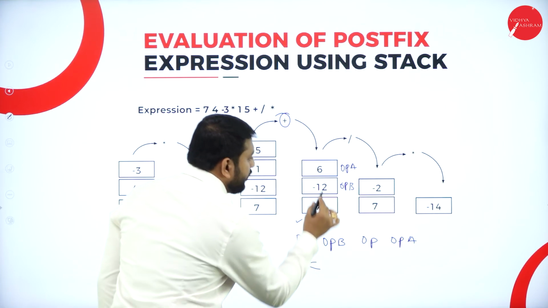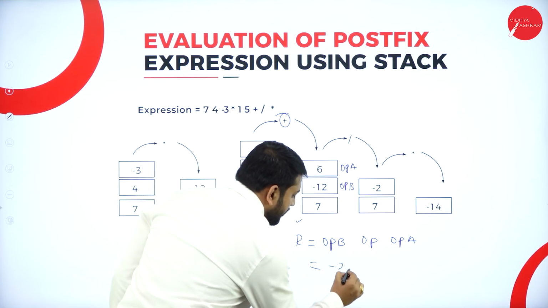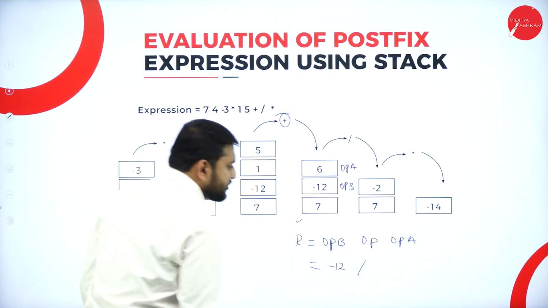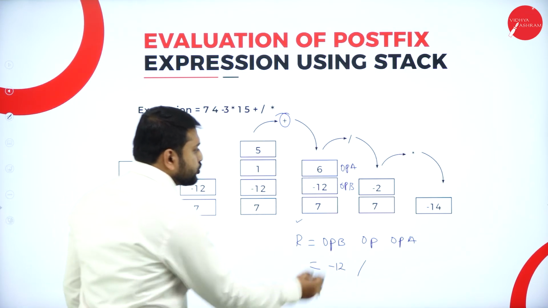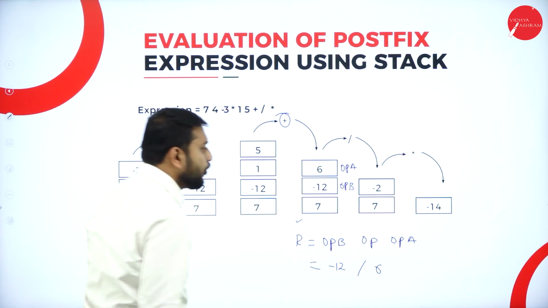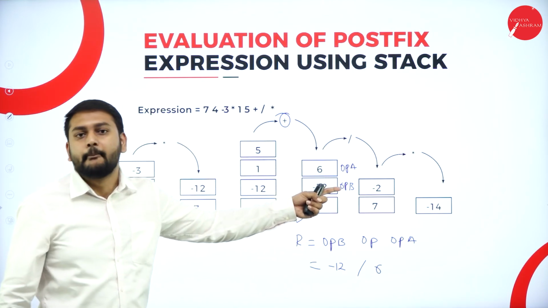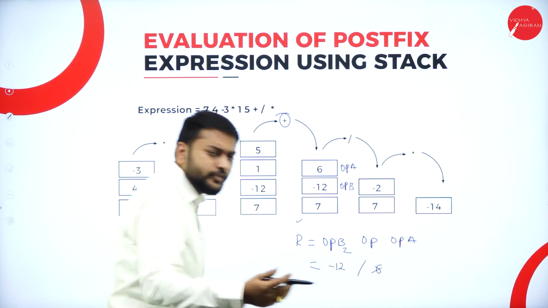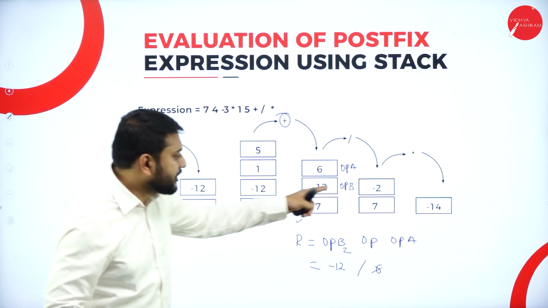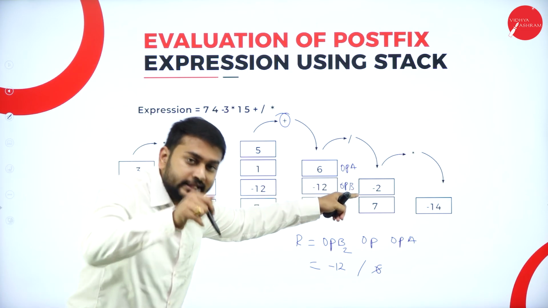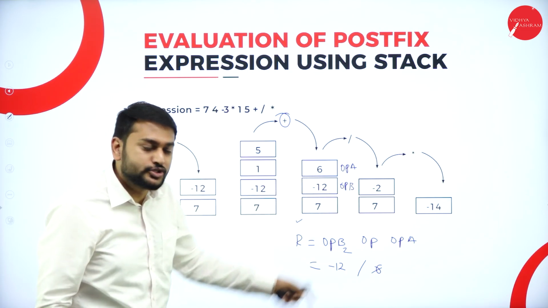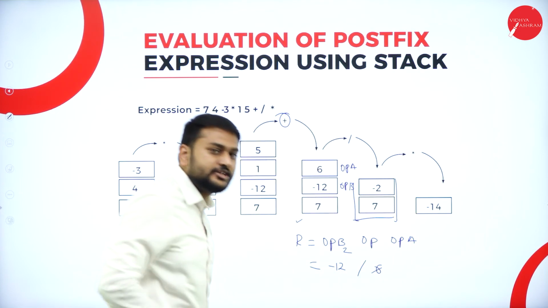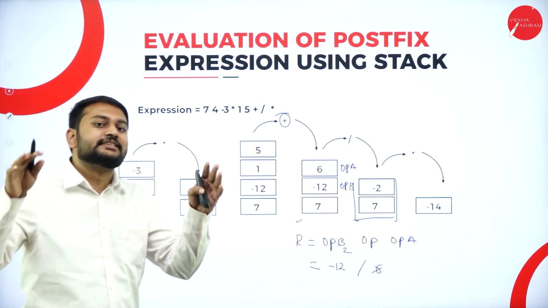What is the value for operand B? Minus 12. What is the operator that you have? Divide, slash. What is the A value? The A value is going to be 6. So obviously you will get minus 2 as an answer, since minus 12 divided by 6 is minus 2, which I am pushing into the stack. What is the status of the stack now? It's minus 2 and 7 in the stack.